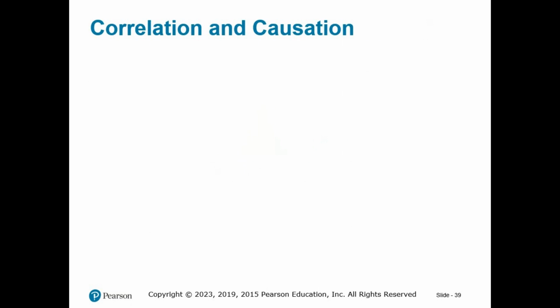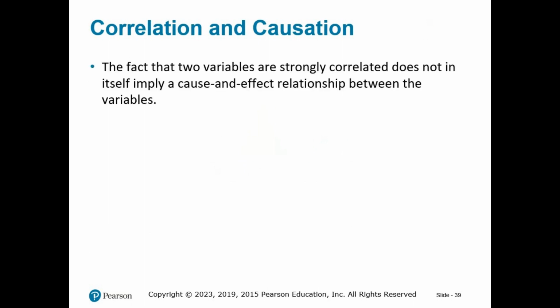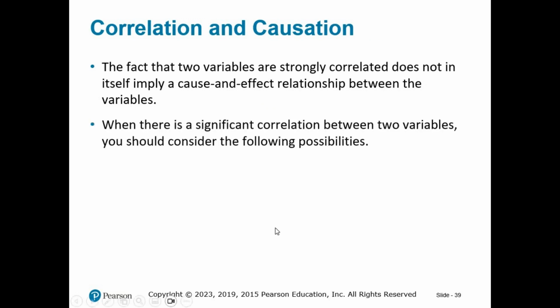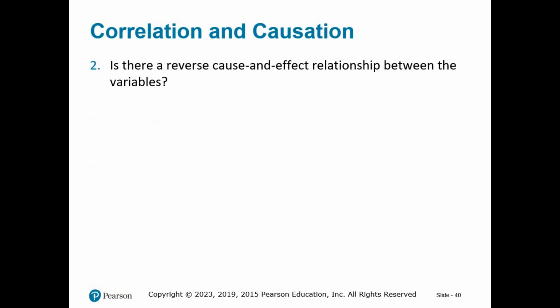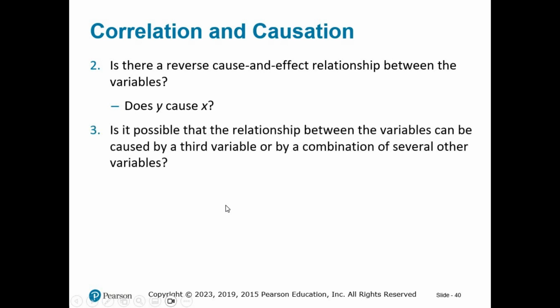Okay, we're going to end this video with a concept we need to keep in mind when dealing with correlation statements and variables. There are 4 questions we should ask when we find that two variables are strongly correlated. Is there a direct cause and effect relationship between the variables? Does X cause Y? Is there a reverse cause and effect relationship between the variables? Does Y cause X? Is it possible that the relationship between the variables can be caused by a third variable or by a combination of several other variables?